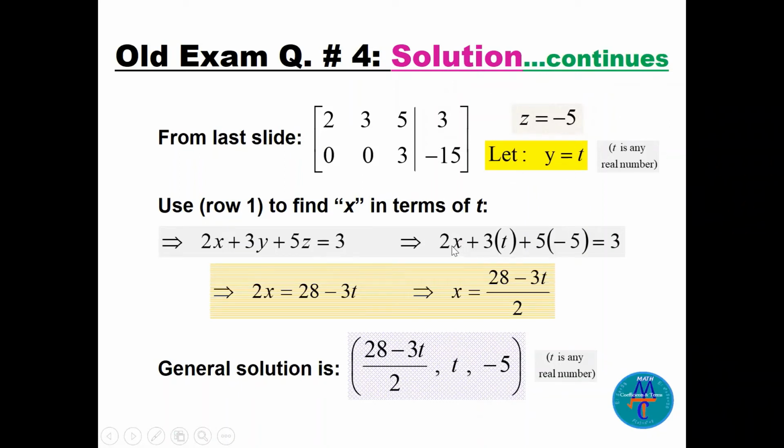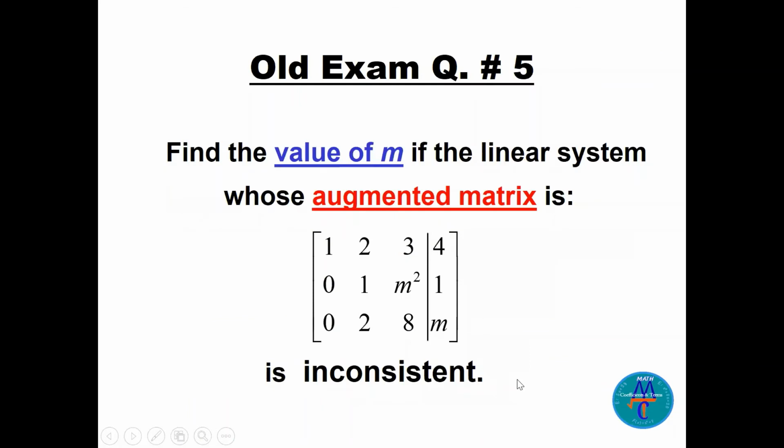Now let's rearrange this equation. 2x is equal to 3t, take it on the other side, becomes minus 3t, and minus 25, take it on the other side, add to 3, becomes 28. So x will be (28 minus 3t) divided by 2. So this is the value of x in terms of t. This is the value of y in terms of t. And this is z, where t is any real number. So this is the general solution for the infinitely many solutions.